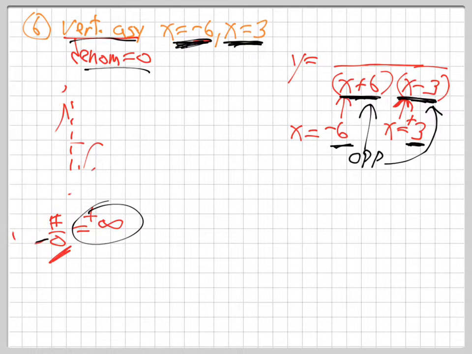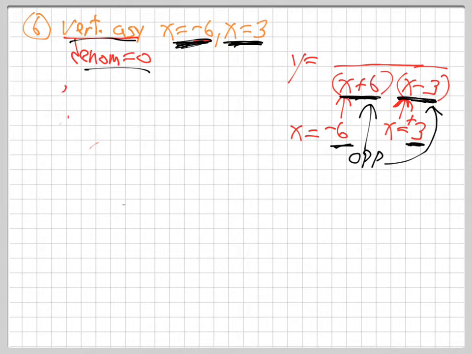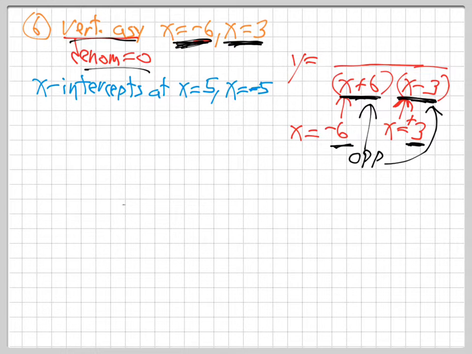Now, that's just the first step, though. So next, we know that's got to be the truth. What else is the truth? Next, it tells us that the x-intercepts are at x equals 5 and x equals negative 5. So an x-intercept makes y equal to 0. Remember, that's what it means to be an intercept point.